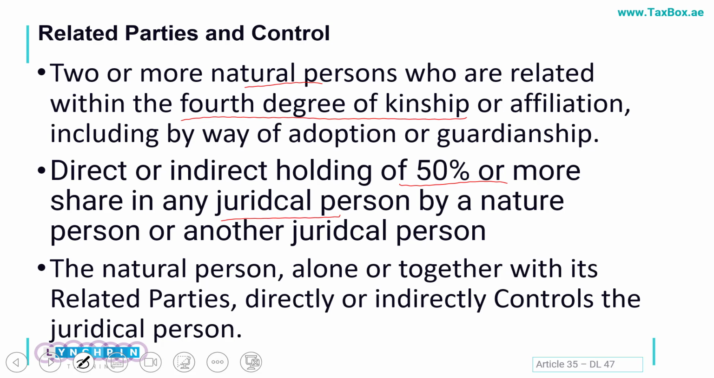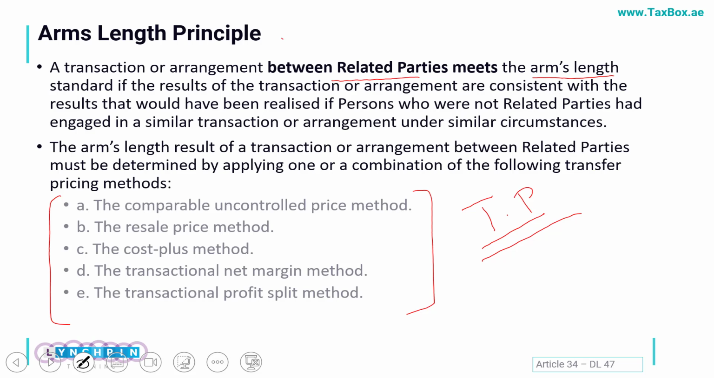And if a natural person, along with any other entity, is directly or indirectly controlling another company, this can also become a related party. So the consequence is that if I am entering into any transaction with a related party, it should be on the arm's length principle.